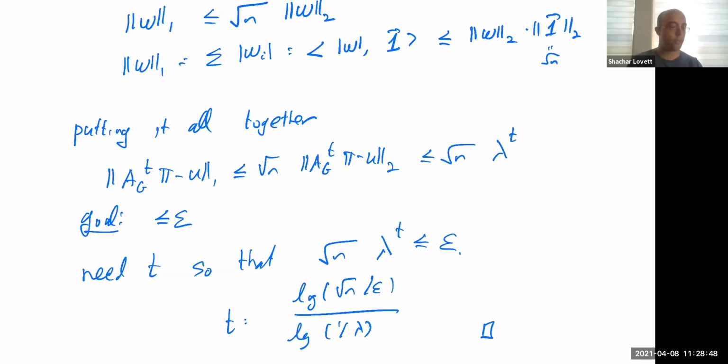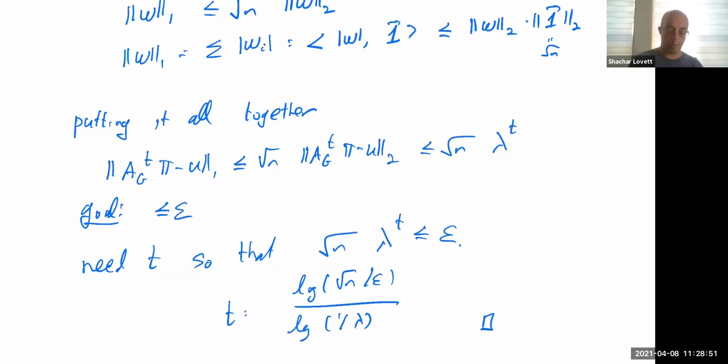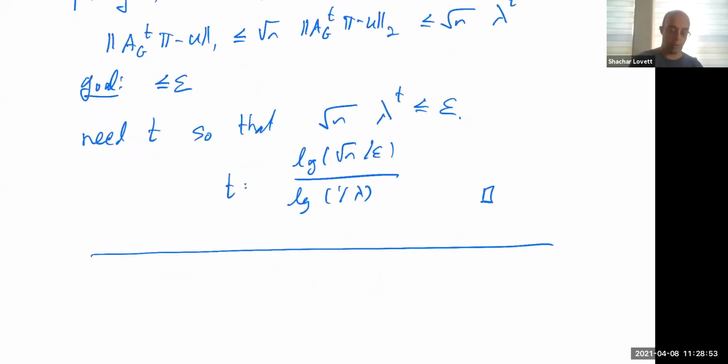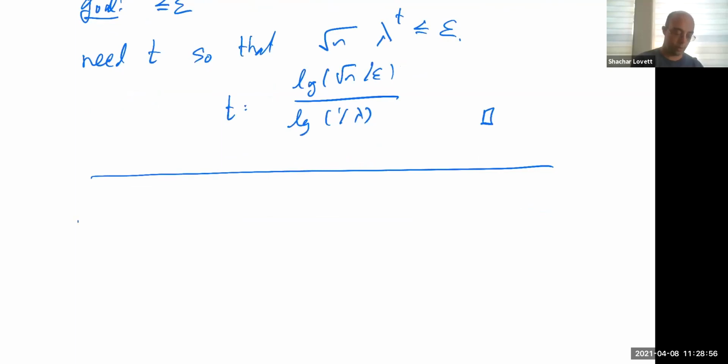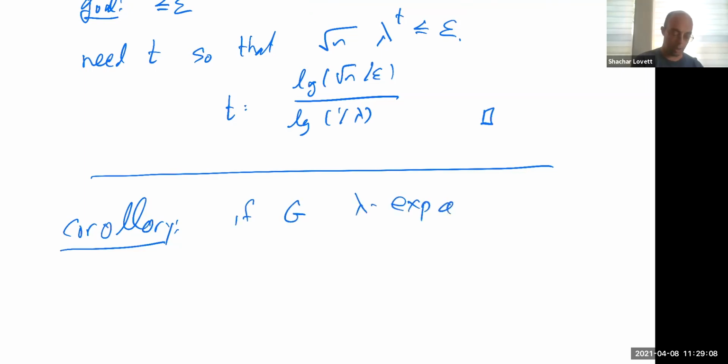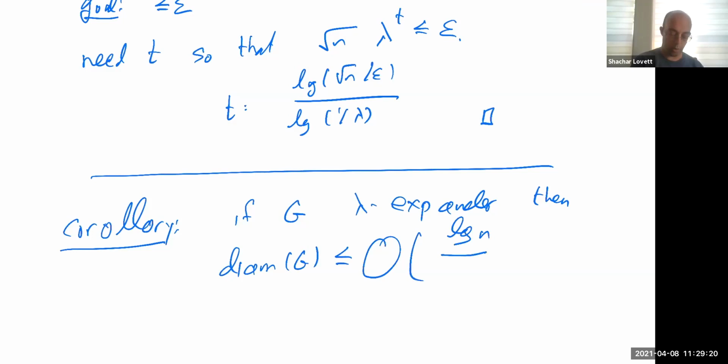No, perfect, okay, good. So now I want to show you, by the way, there is a nice corollary of that you're going to have in your homework. Let's say that if G is a lambda expander, then the diameter of G is at most order of log n over log 1 over lambda.